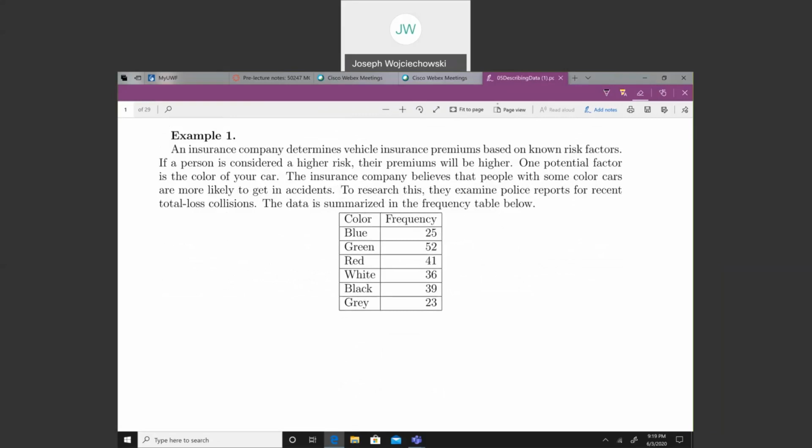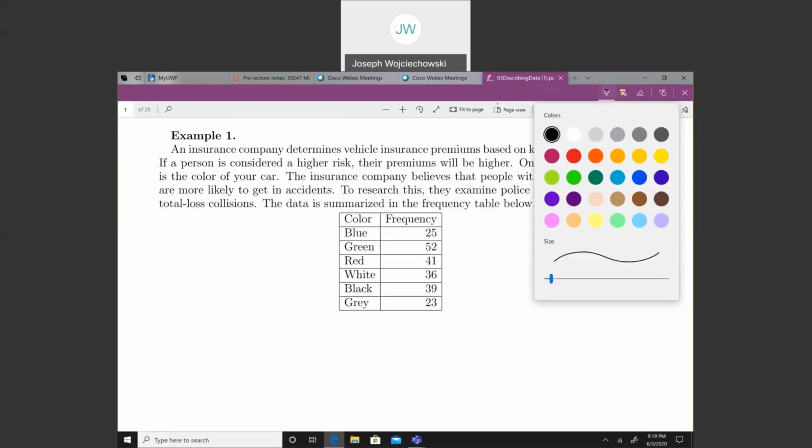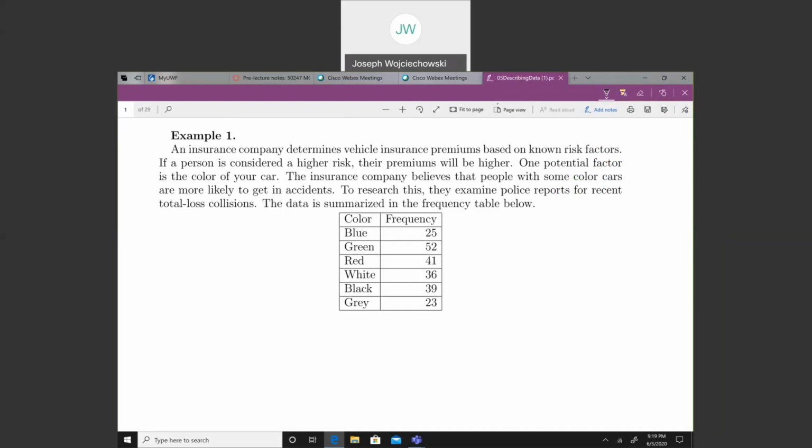So looking at this, we have blue at a frequency of 25. Green had a frequency of 52. Red had a frequency of 41. White had a frequency of 36. Black had a frequency of 39. And gray had a frequency of 23.